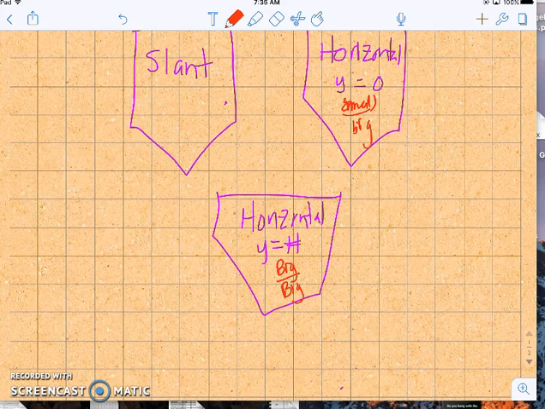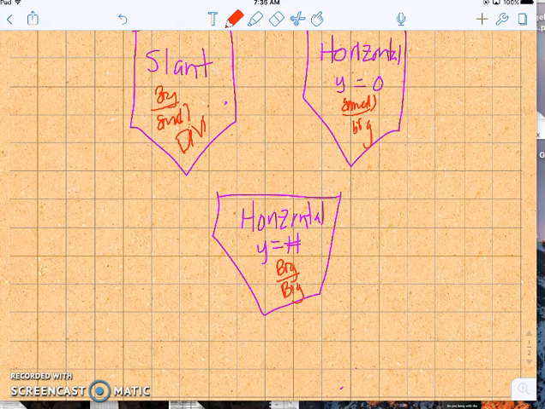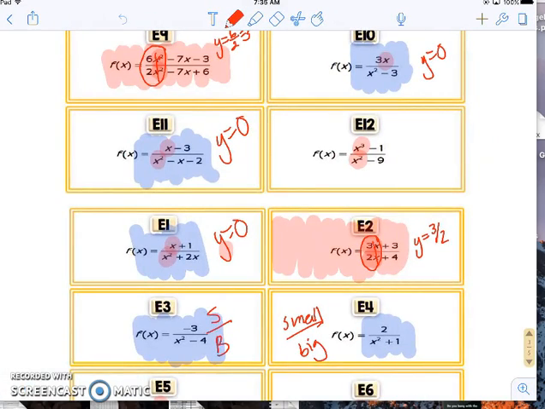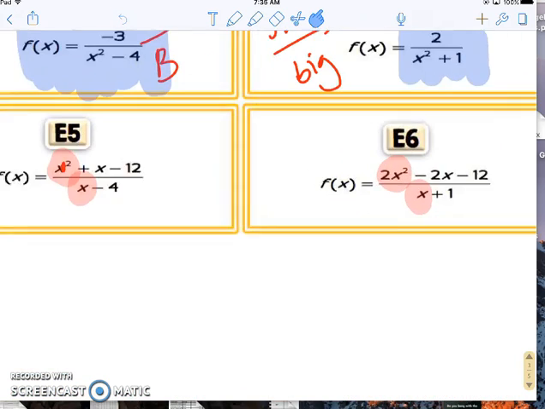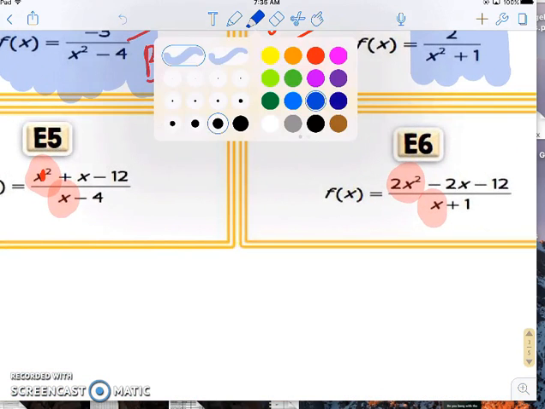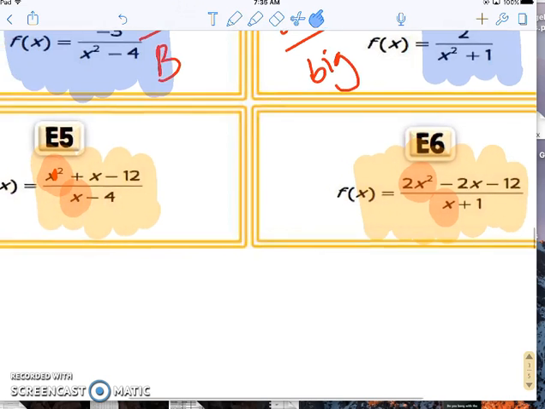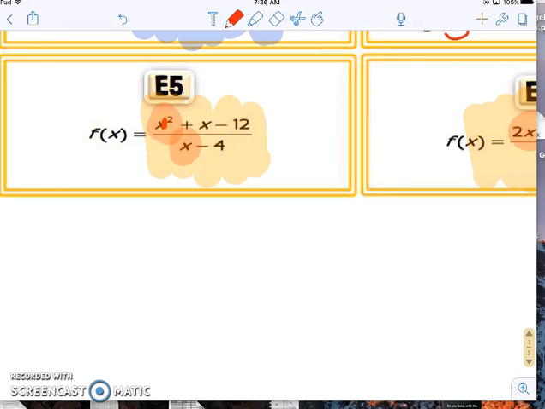And then this last one, slant, is when you have a big over small. And to get your slant, sorry, this is kind of a mess here, you have to divide. So if we go back to our graphs, we'll take a look at these bottom two. You can totally see that this is big over small, 2x squared over x. What I meant by you divide to find the slant is that you do that long division that we've been doing.